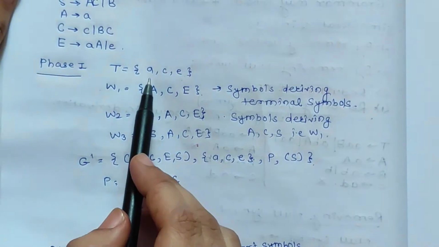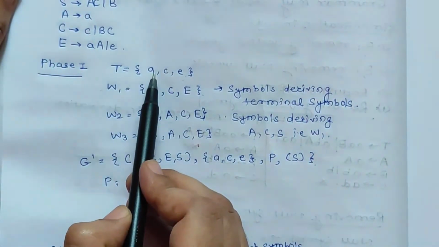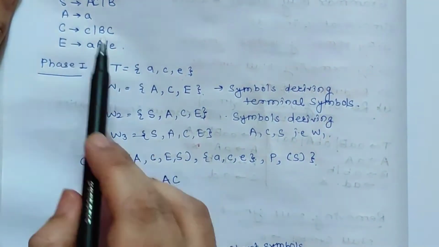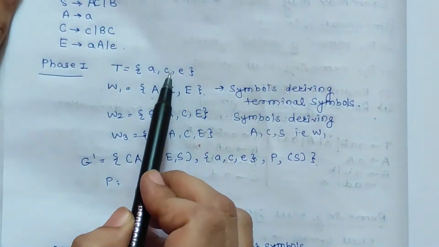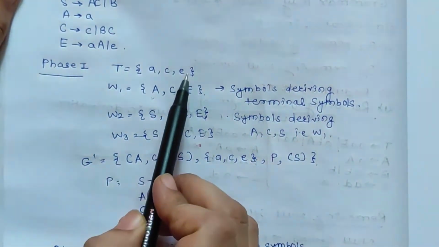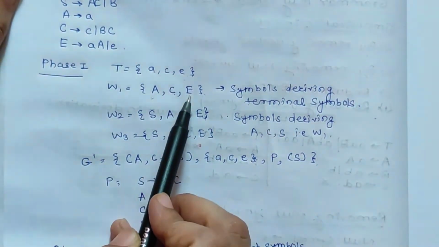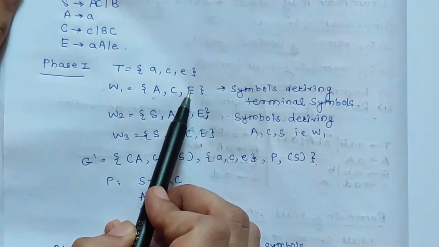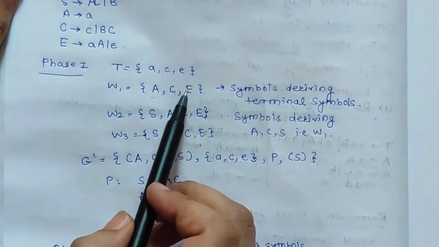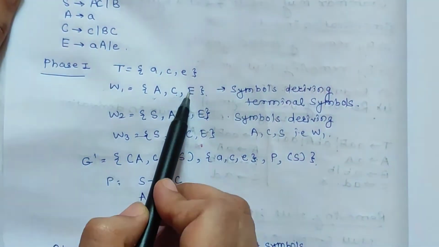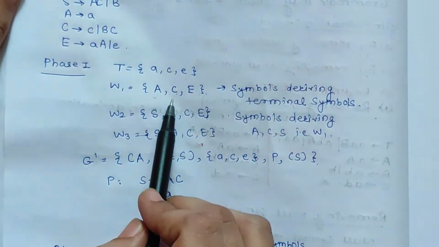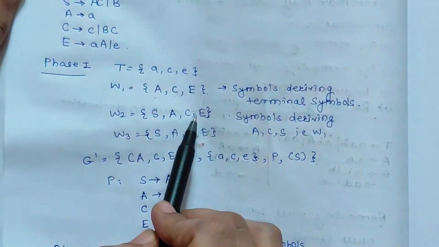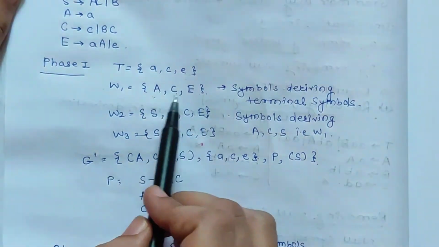So which symbols are derived from terminal symbols? That is, A is derived from a, so A will be there. Then C will be there because small c is derived from capital C, and E will be there because capital E is derived from small e. Small e is derived from capital E. Now in the next iteration we have to generate a list of symbols which are derived from the above three symbols.